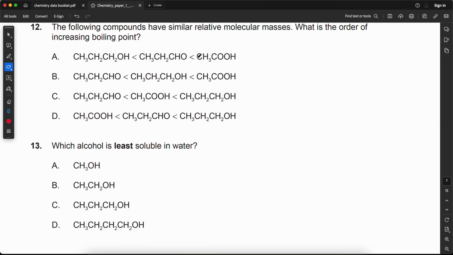The following compounds have similar relative molecular mass. What is the order of increasing boiling point? We've got carboxylic acid, we've got aldehyde, and we've got propanol. So let's draw the structure. So for propanol, and ethanoic acid.